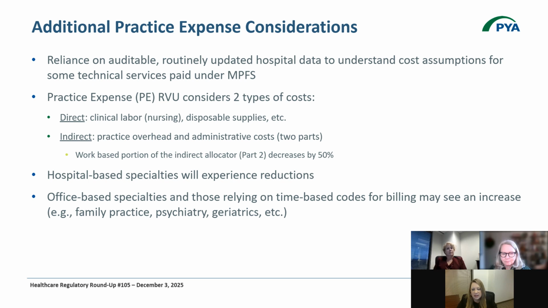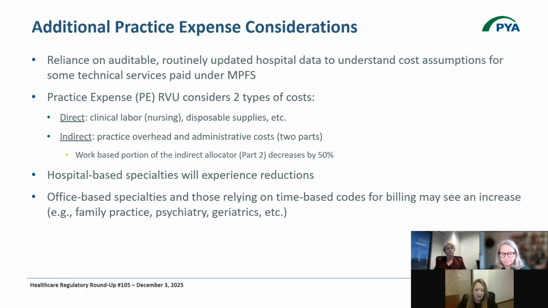The indirect has a two-part allocator, is the way that CMS phrases it there. There's a two-part allocator there, and the work-based portion of the indirect allocator decreases by 50% in this final rule. So again, that means that your hospital-based specialties are going to experience some reductions that office-based specialties and office-based procedural services are likely not going to see. Those that are relying on time-based codes for billing may actually see an increase, a combination between practice expense and what's happening with the efficiency adjustment.